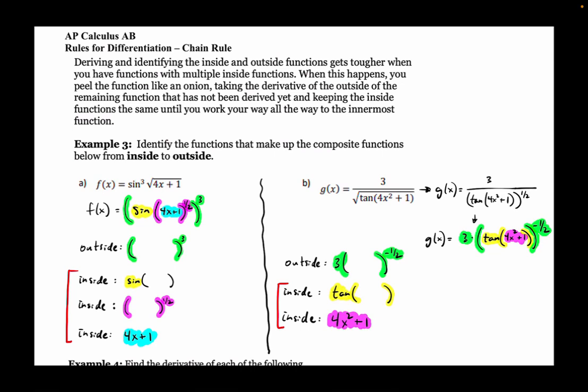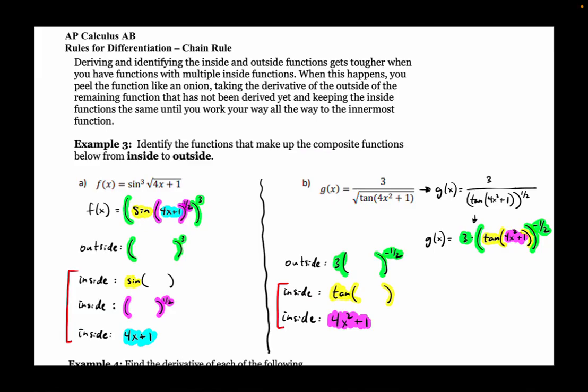Okay. All right, so 3A and 3B we rewrote. 3A had an outside. They all have outsides. 3A had three inside layers. B had only two inside layers. Okay? That's the hardest part about doing the chain rule. Once you can identify what the outside and then the insides are, now we're just going to find the derivative.